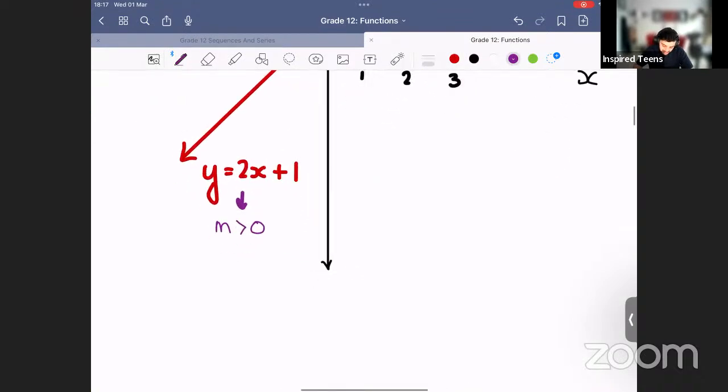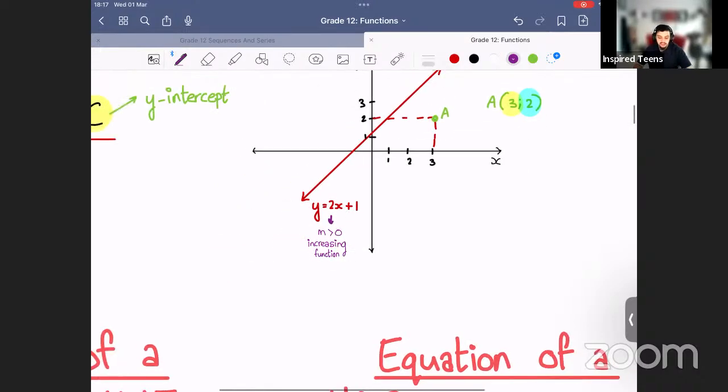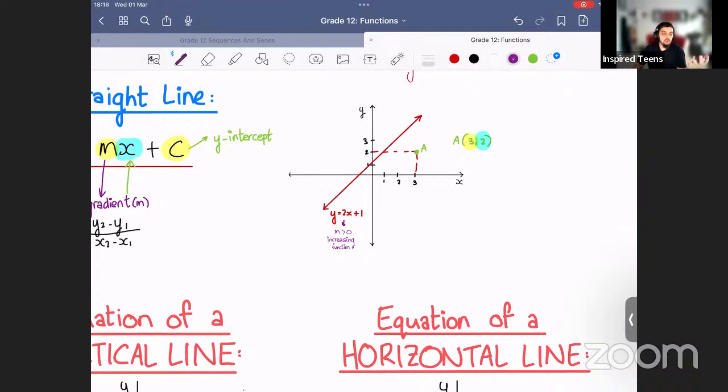Okay, and since m is positive, it's an increasing function. When m is positive, it's an increasing function, right? How do we know that something is increasing? We know that something is increasing because when we look from left to right, we'll go through this when we do intervals as well.